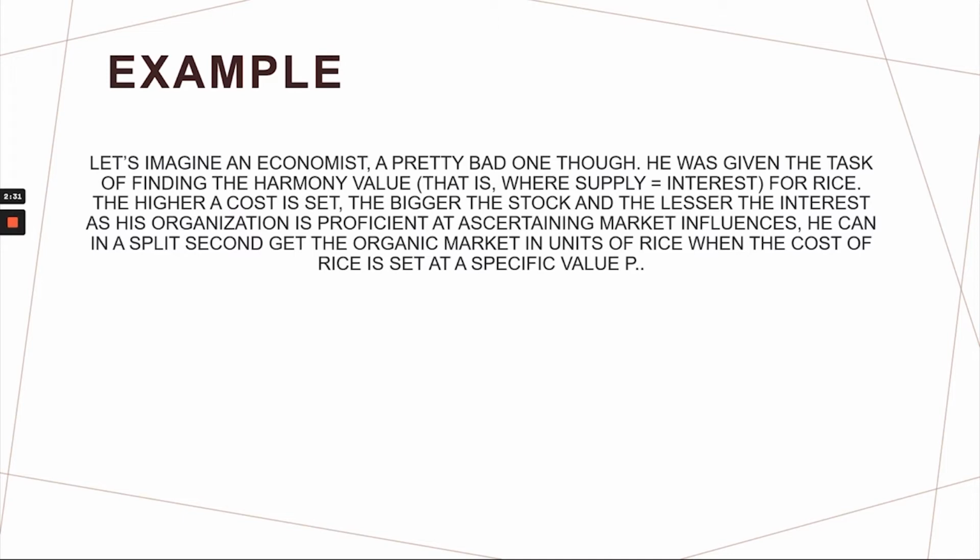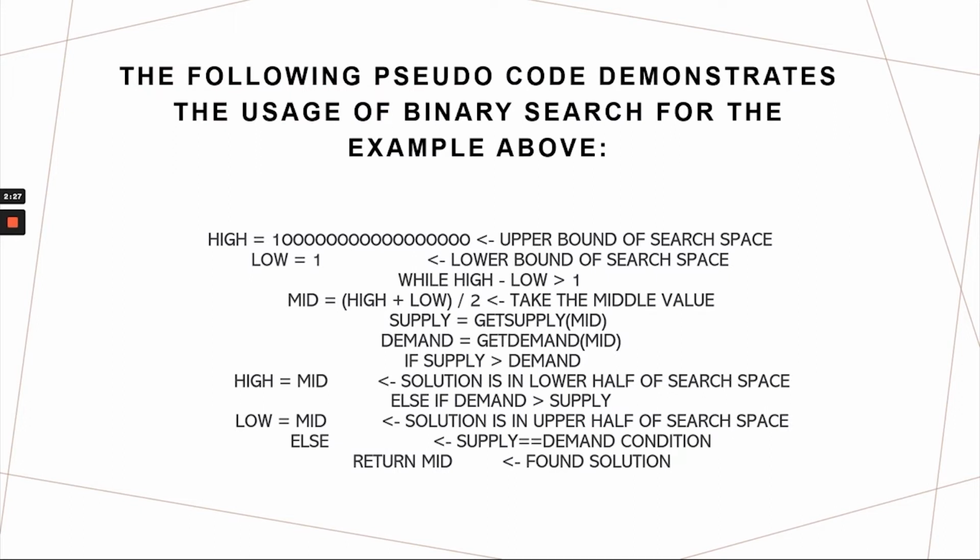So let's see our next slide. The following pseudocode demonstrates the use of binary search for the example. So here our search space is from 1 to 10^17. Thus a linear search is infeasible.